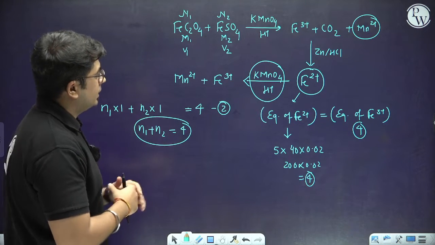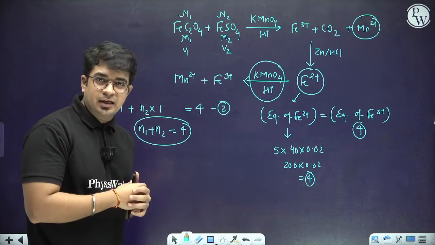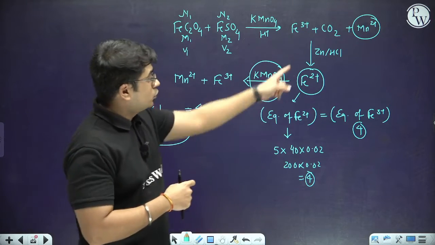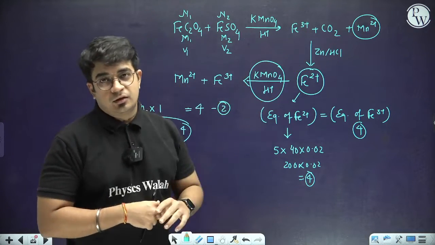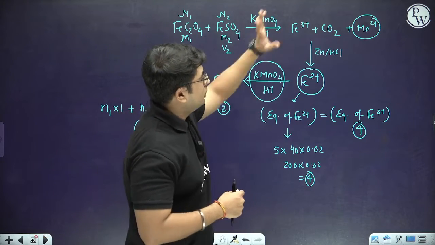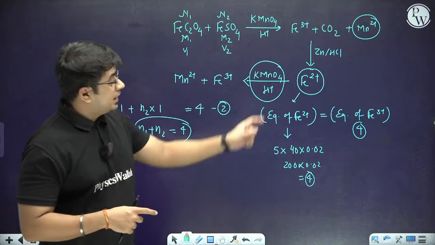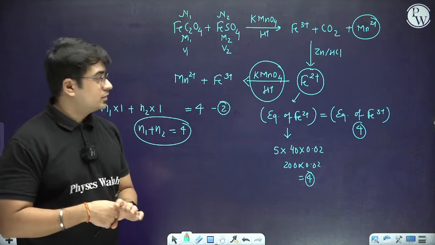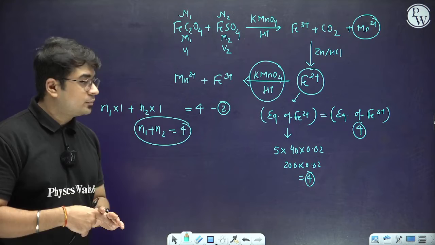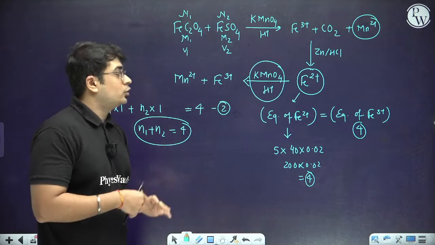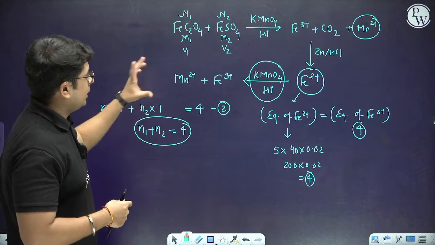Second part, in that case, after some reaction with zinc and HCl, some part is going to be reduced, but CO2 is a gas, it's going to be evaporated or it's going to be gone. Only component will be Fe3+, it's going to be converted into Fe2+. Then again this Fe2+, whatever is present, is going to be reacted with KMnO4 in presence of H+, and that's going to be converted into Fe3+ and again Mn2+.